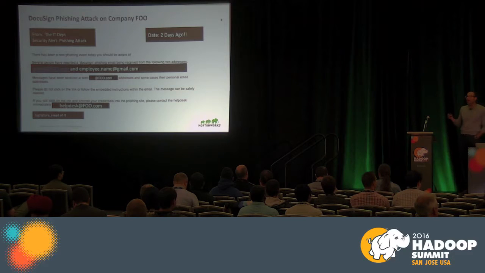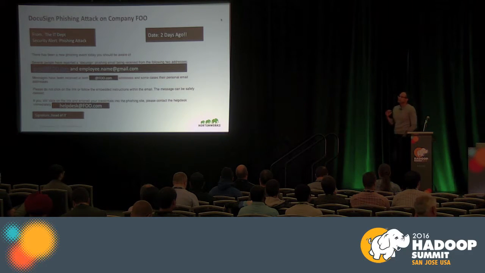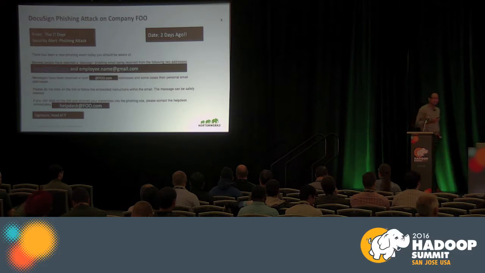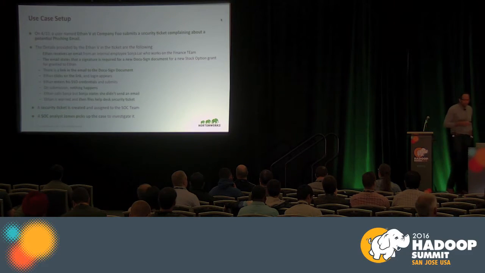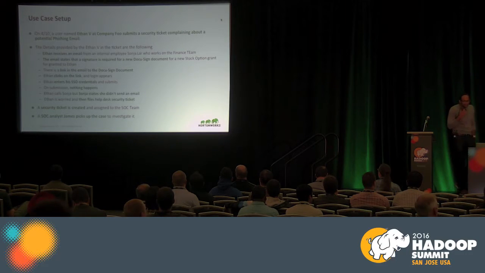What happens behind the scenes, right? What is the Security Operations Center team doing when you actually see this email? And that's what we'll walk through right now. So here's the use case setup. On April 10th, we've got a guy named Ethan. He works for Company Foo, and he submits a security ticket complaining about a potential phishing email. And the details in that ticket are the following.